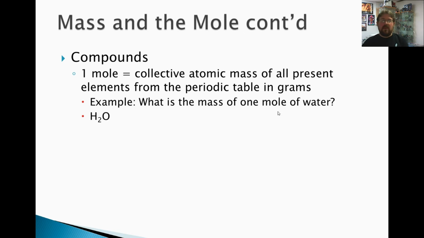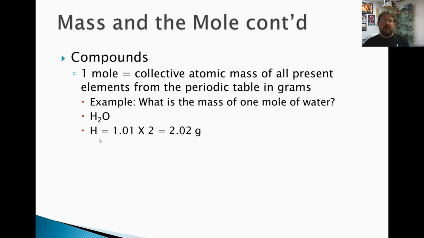So let's take a look at water. What is the mass of 1 mole of water? Well, first things first, we need the formula, H2O. Okay, it's 2 H's and 1 O. Now, it's important because while water is made of hydrogen and oxygen, you're not just going to take the atomic mass of hydrogen and oxygen and add together. You need to account for how many of each piece there is.